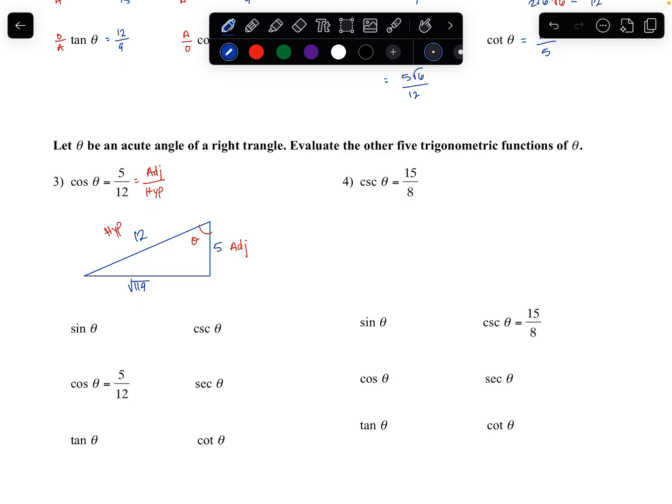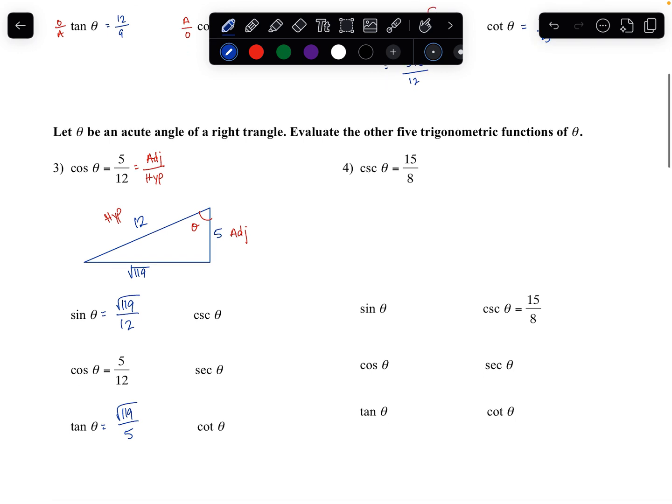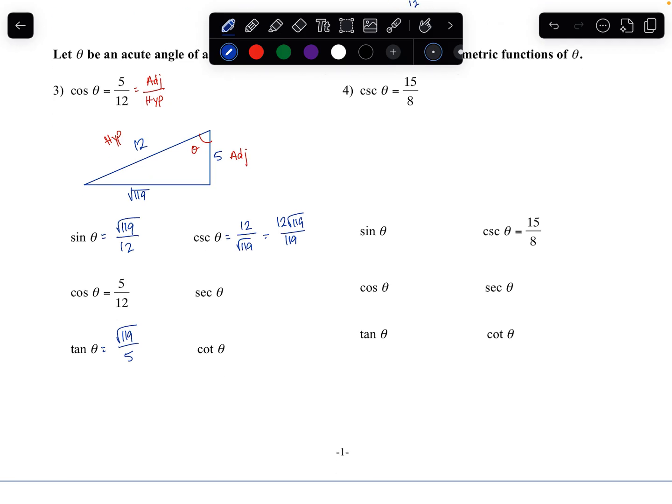So sine of theta is going to be equal to square root of 119 over 12. Cosine we know is 5 over 12. Tangent will be square root of 119 over 5. Cosecant is going to be 12 over square root of 119. But then as you rationalize the denominator, that's 12 square root of 119 over 119 when you multiply the top and bottom by square root of 119.